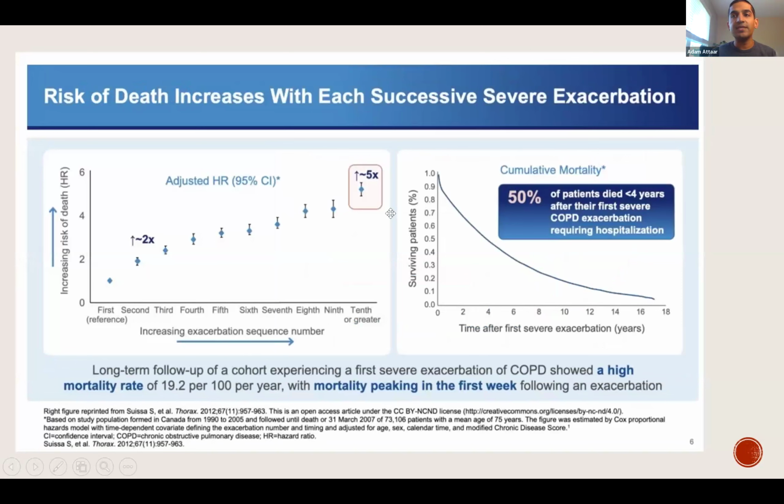As this happens, people worsen with not only their COPD, but with their other comorbidities. This is a graphical representation of the high mortality due to exacerbations. So on the left-sided graph, you see exacerbations over time. After even just the second exacerbation, risk of death increases by 2-fold. After a 9th or 10th exacerbation, it can increase as much as 5-fold. On the right-hand side graph is a representation of survival over time after a first severe exacerbation. And as we said, at the 4 or 5 year mark, there's a high 50% chance of mortality in these patients.